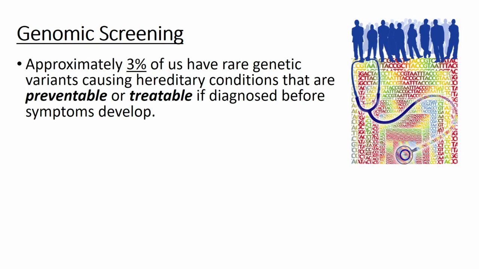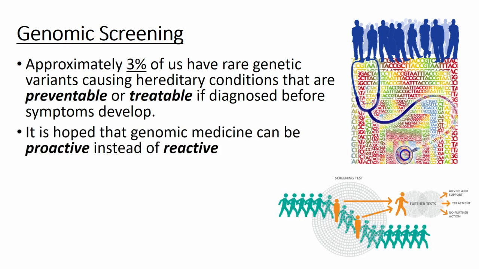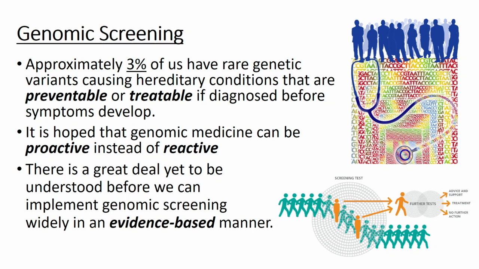So let me switch now to genomic screening for the remainder of the talk. And I want to point out that, again, as we found from the incidental or secondary finding studies, about 3% of us have rare genetic conditions that are preventable or treatable if diagnosed before symptoms develop. And we all, of course, hope that genomic medicine can be proactive instead of reactive. We don't want to wait for people to develop disease if we can identify it and prevent it from happening. However, it is important to note that there's really a great deal that we have yet to understand before we can really implement this widely in an evidence-based manner.